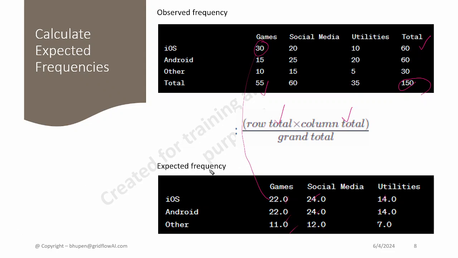So expected frequency is nothing but proportional allocation or proportional expectation of values here. Chi-square is essentially a difference between what you observe and what you expect based on the marginals, the row total and the column total. So if there is any difference in the values in the grid, that difference will show up in the expected frequency as well.